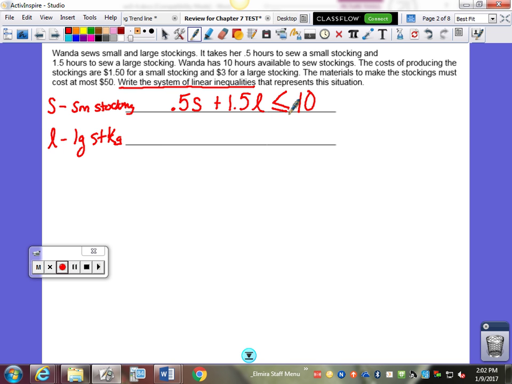Cost-wise, the cost of producing them is $1.50 for a small and $3 for a large, and we know that has to do with 50. But I've got to say, in your presentations in class today, many of you did not read this very carefully and did not put the right inequality sign. You were thinking that $1.50 and $3 is what she's charging other people, and that's not the case. It's the cost of producing it, in other words, the cost of buying the materials. She wants that to be at most $50, which means she doesn't want to spend more than $50 on materials. So close reading, guys. Don't assume that you know what it's saying about the $50. So that should be less than or equal to 50. Be cautious on that.